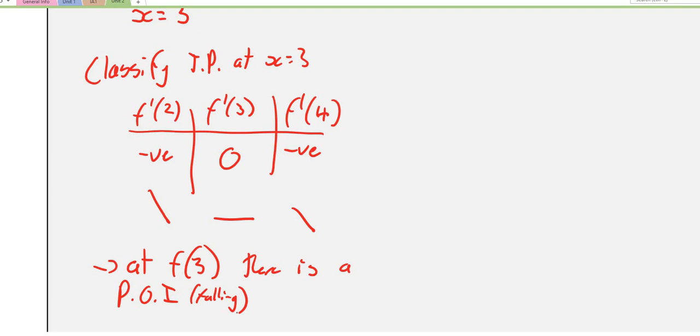Is there anything we've forgotten to do? We've determined what type of turning point it is. Have we given all the information about the turning point? There's something we've forgotten to do. Turning point equals y value. Yeah, we need to know the y value of the turning point, that's all.